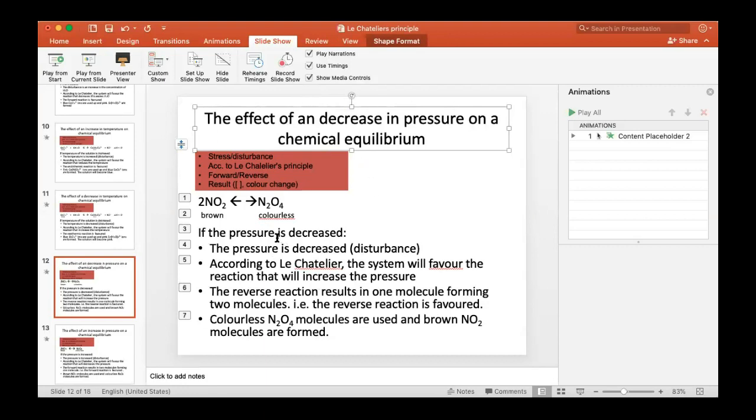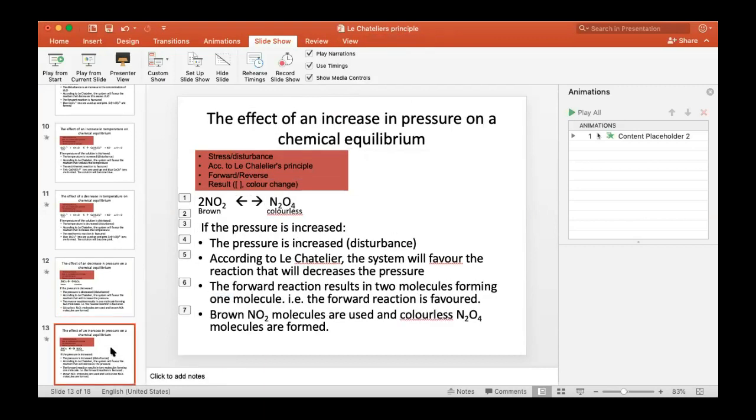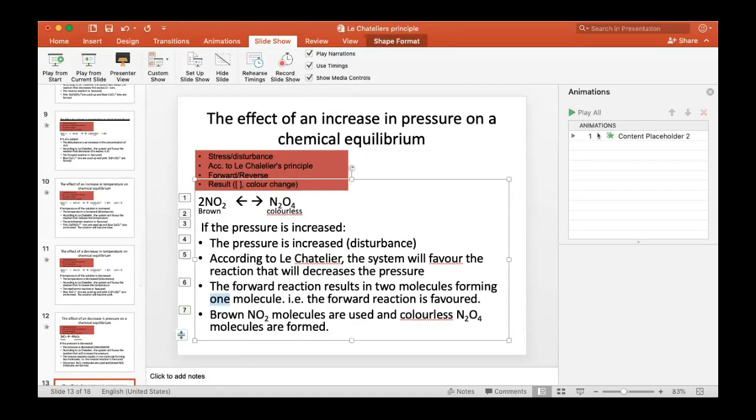All right. If the pressure is decreased, then the reverse reaction results in one molecule forming two molecules. So that is favored. With a decrease in pressure, you favor the reaction with more moles, and with an increase in pressure, you favor the one that makes fewer moles. So that will be an explanation of Le Chatelier's principle according to the 4 steps that are important when you are giving a long explanation. We'll stop today. Let's just check it again.